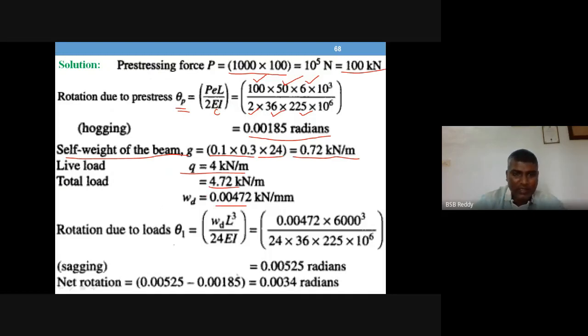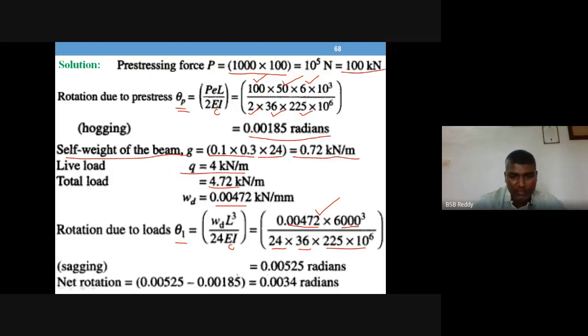Now the rotation due to loads is WL cubed by 24EI. Here also use Young's modulus of concrete, because you are calculating the rotation of the concrete at the point where the steel is present. So this is the calculation: substitute for W, the span, 24, E 36, and the I value.